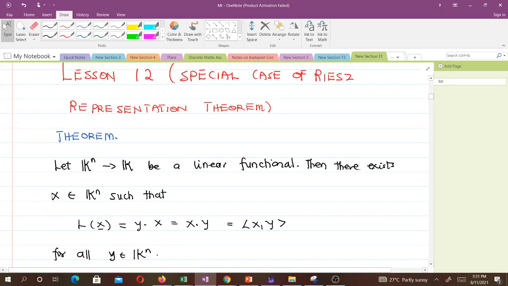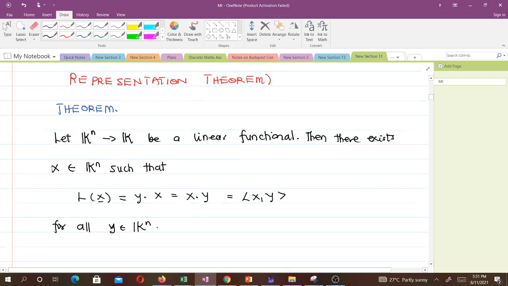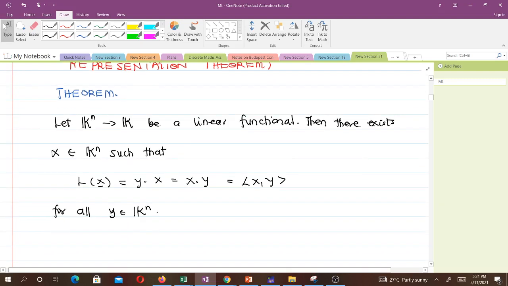So we will state the theorem and we will show it. Okay. So it says that let T from Kn to K be a linear functional, right? So the K there is a field. So it can be any field, real numbers or complex numbers, or the set of rational numbers. Then there exists an x in Kn such that the linear transformation of y is given by the dot product of x and y for all y in Kn.